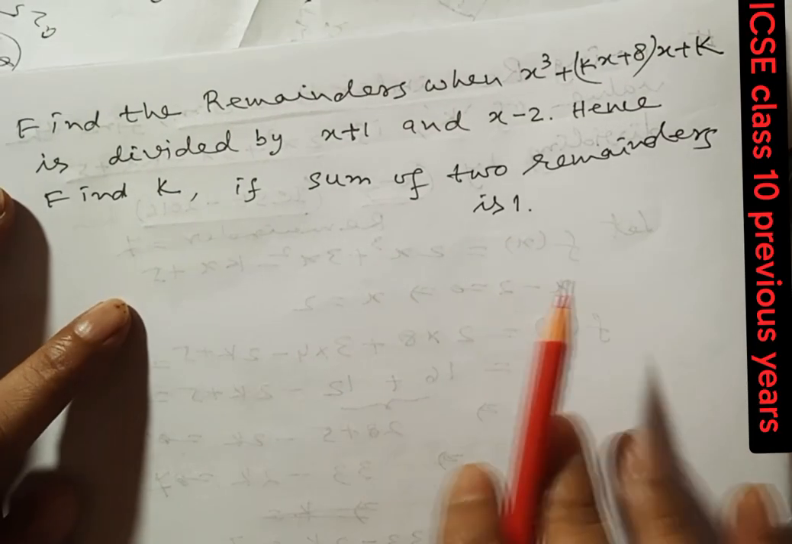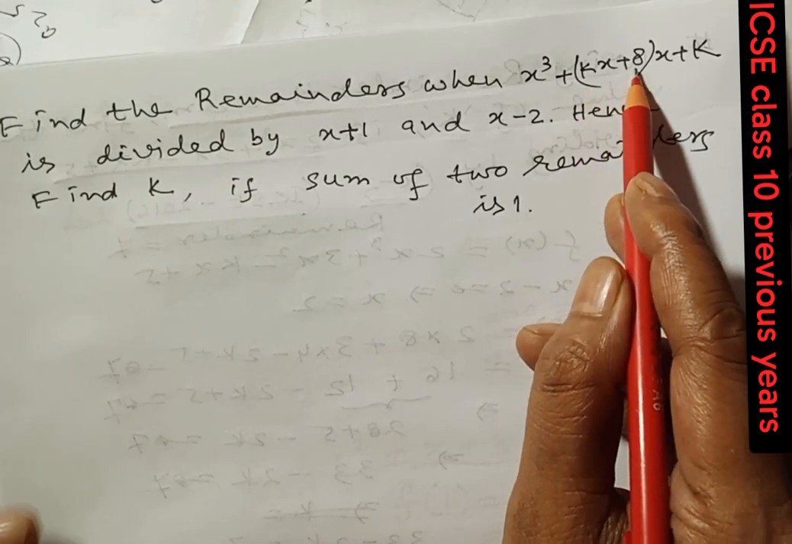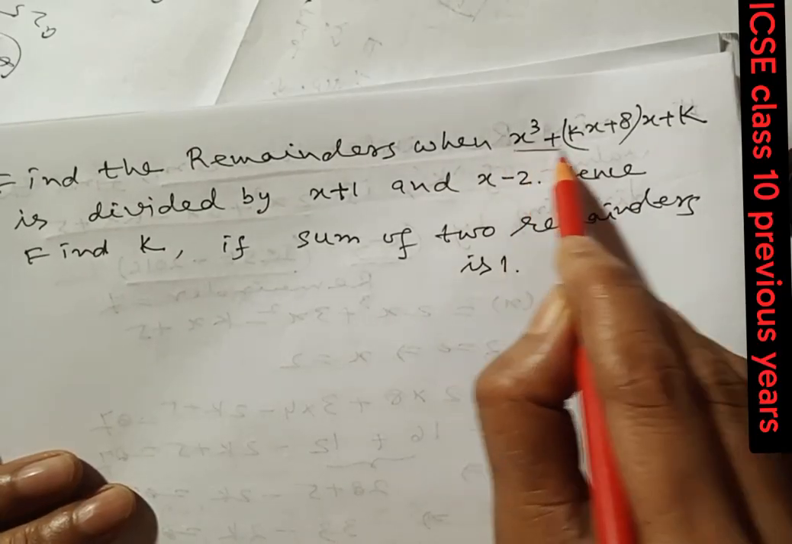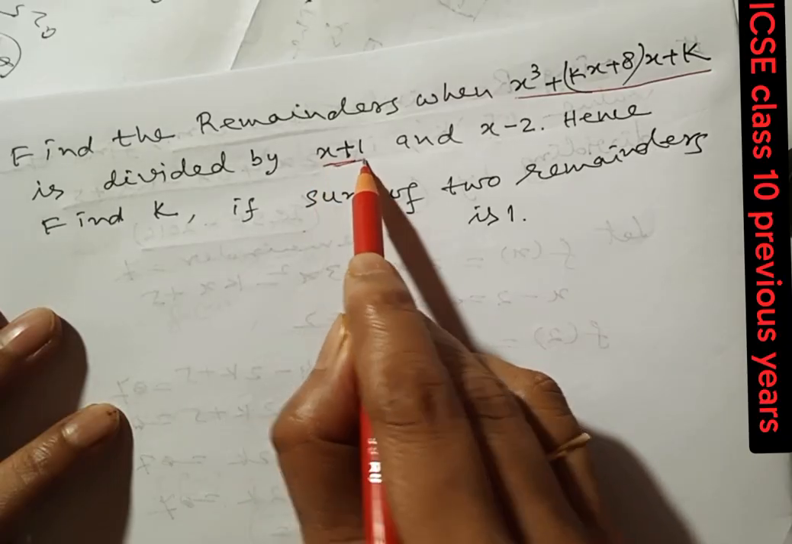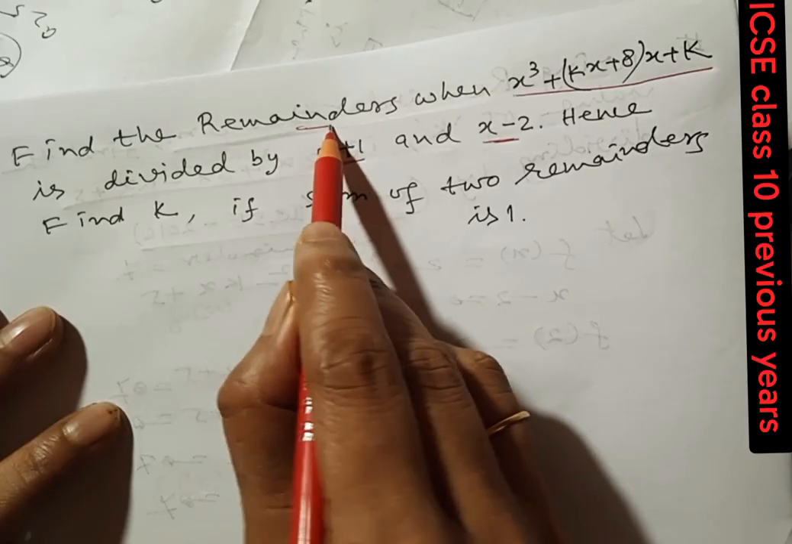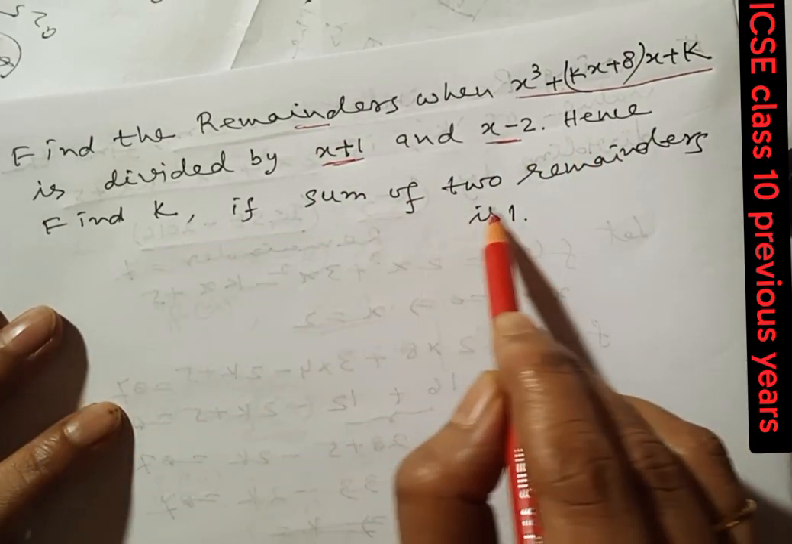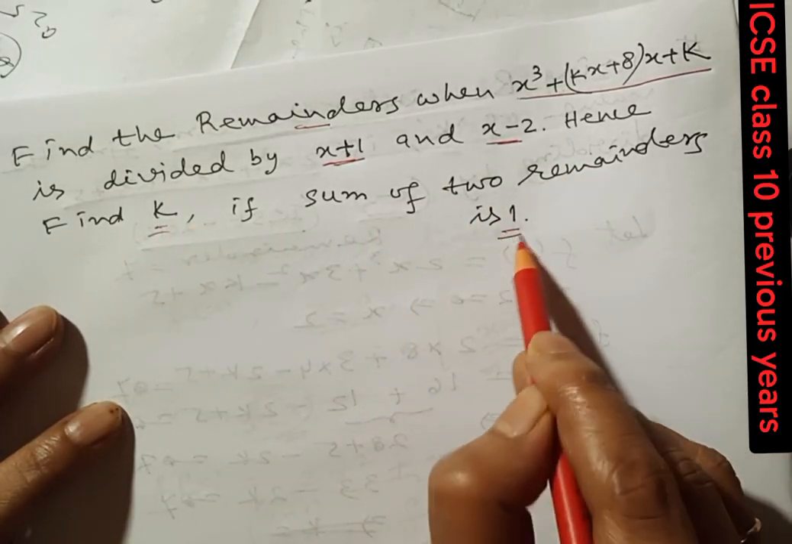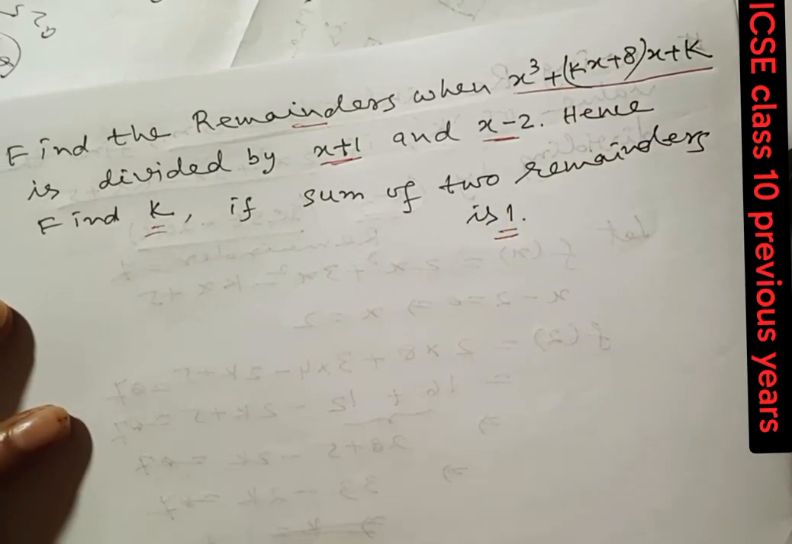Now find the remainder when x cube plus kx plus 8 multiplied by x plus k is divided by x plus 1 and x minus 2. Find the remainder, and hence find the value of k if sum of two remainders is minus 1. So here are two parts of this question.